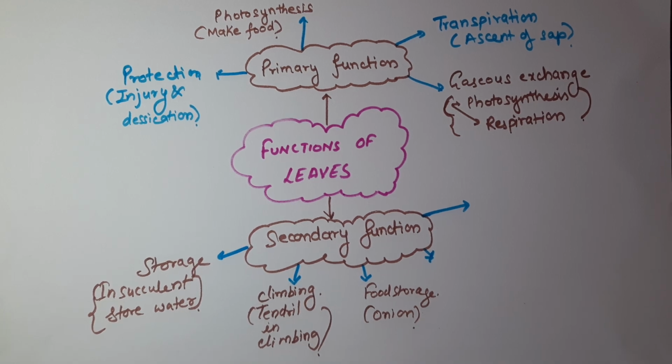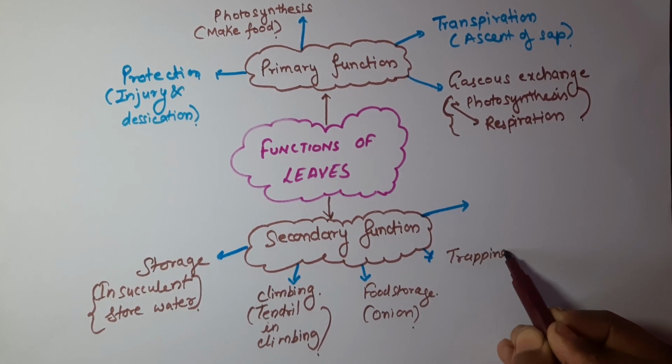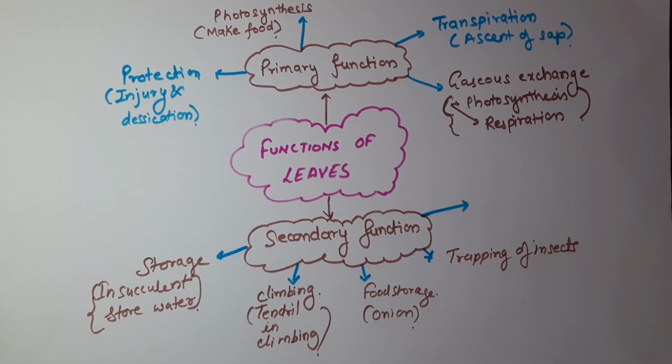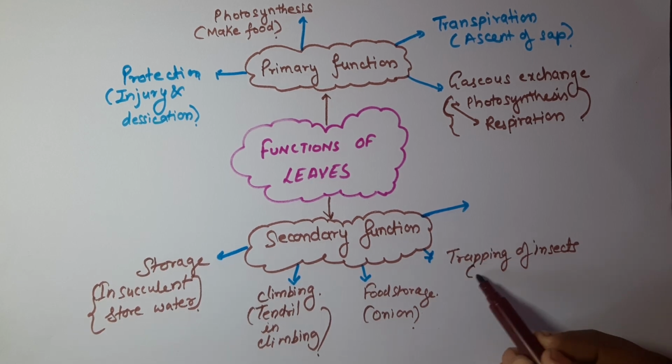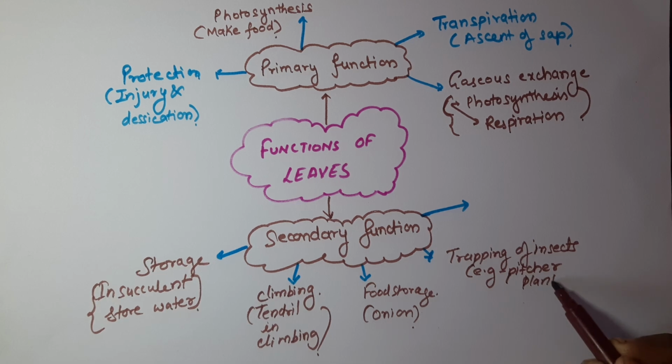The fourth function is that the leaf will sometimes trap insects also. So the fourth function is the trapping of insects. This is mostly observed in carnivorous plants, and the example is the pitcher plant. In the pitcher plant, the leaf is modified in such a way that the insect will sit on it and get trapped, and the leaf will close. So it forms a kind of trap for the plant.